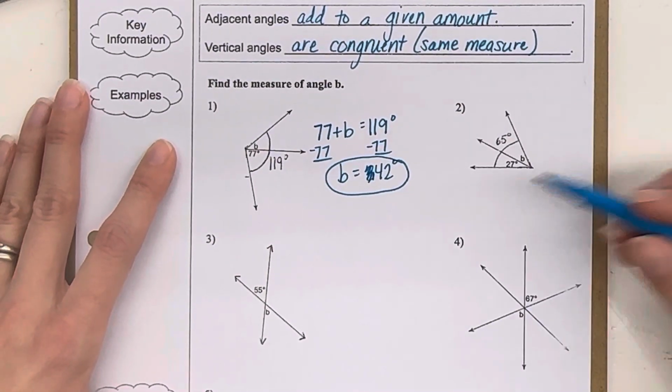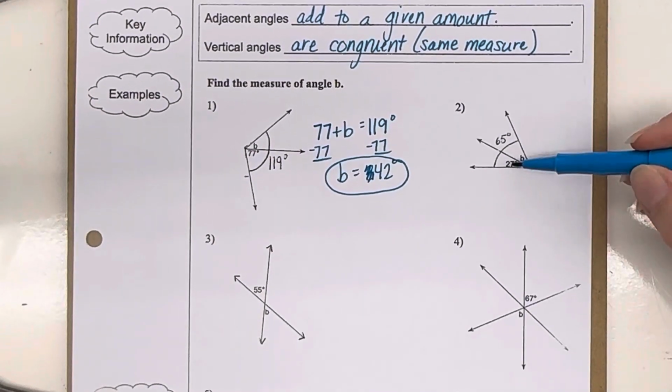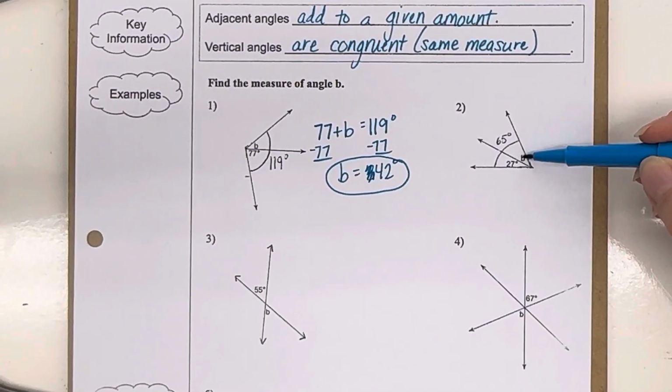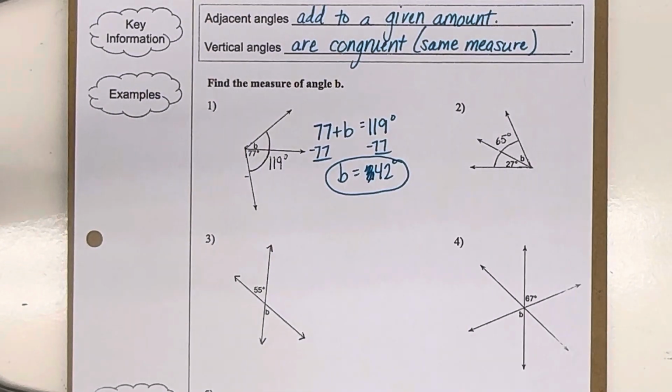Go ahead and see if you can do the next one on your own. It's 27 degrees. This is angle B. The whole thing is 65.